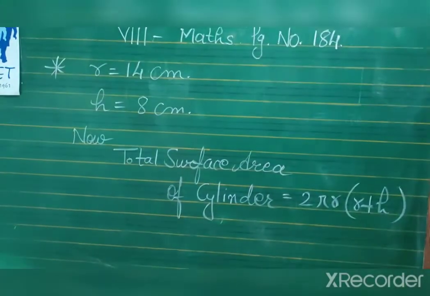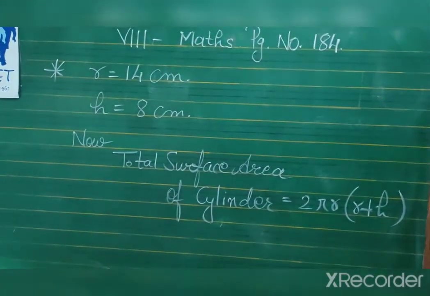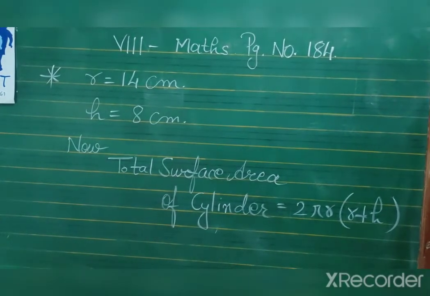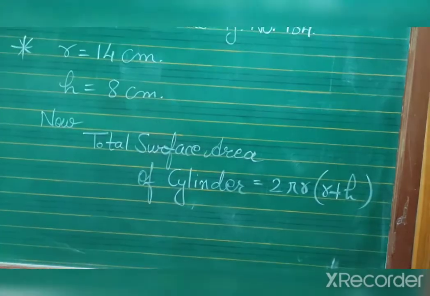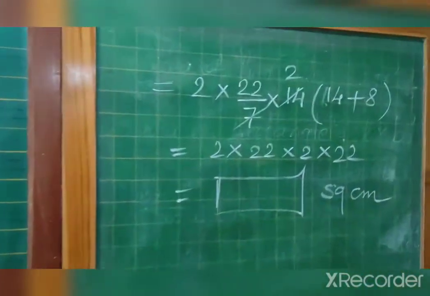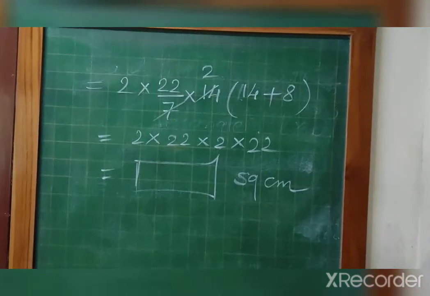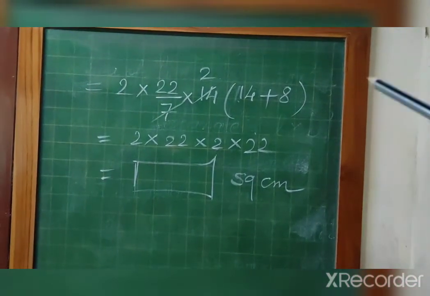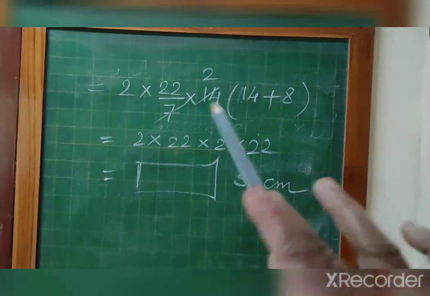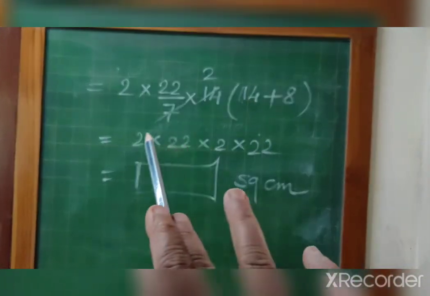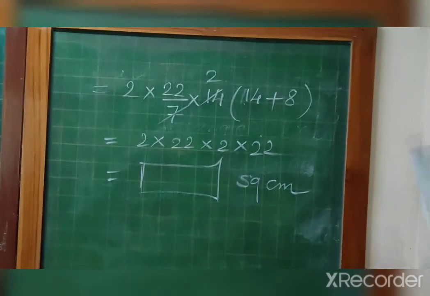In the cylinder you will write, okay, radius of cylinder is equal to 14 centimeter, height of cylinder is 8 centimeter, then total surface area of cylinder is 2 pi r (r plus h). 2 into 22 by 7 into 14, and in the bracket r plus h, that means 14 plus 8. 7 2s are 14, 2 into 22, 14 plus 8 is 22. So whatever value you are getting, that will be your answer.